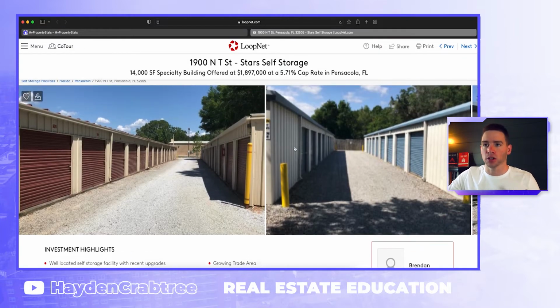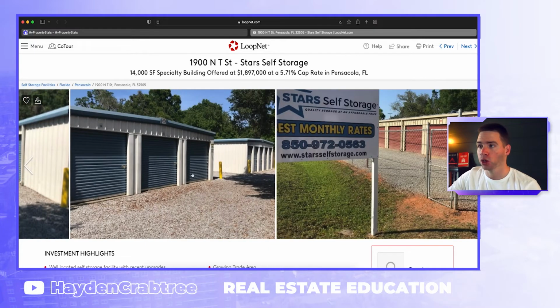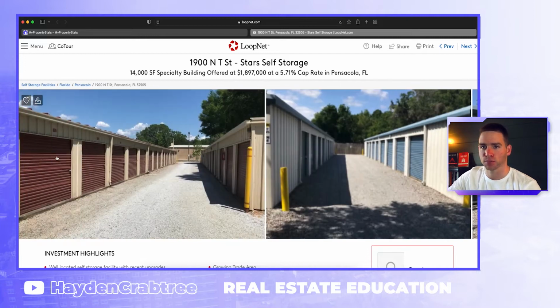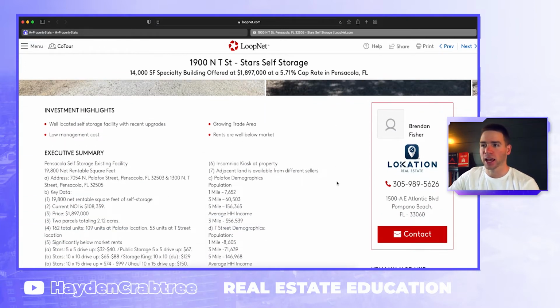Let's talk about the deal that we're gonna analyze, okay? So this deal is currently on LoopNet. It's a listed deal. It's 14,000 square feet of storage in Pensacola, Florida at $1.897 million. If we look at this project, it's really not the nicest project, right? We're looking around here. It doesn't look, it's gravel. It's not first class. It could probably use a paint job. I don't think that it has any cameras. I don't think that it has a gate.